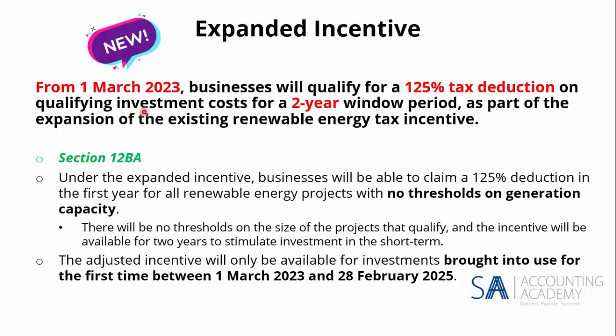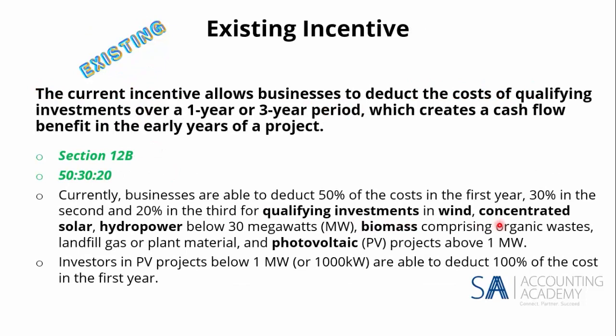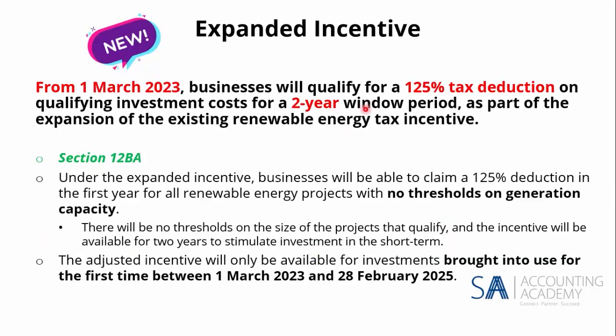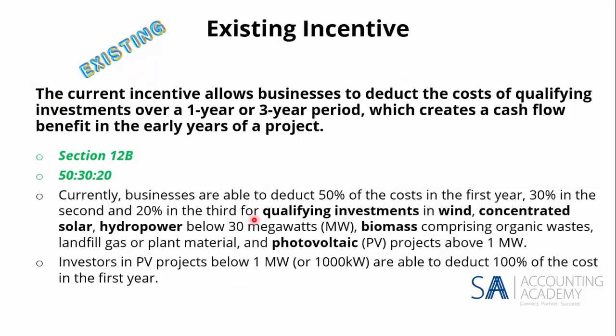So we're still talking about the same investments that we talked about here: wind, concentrated solar, hydropower, biomass, and photovoltaic. Very important. And this is for a 2-year window period, as part of the expansion of the existing Section 12B. So for the next 2 years, we will have Section 12BA, and businesses are then able to claim the 125%. There's no thresholds on generation capacity. So it doesn't matter how much you actually can generate.